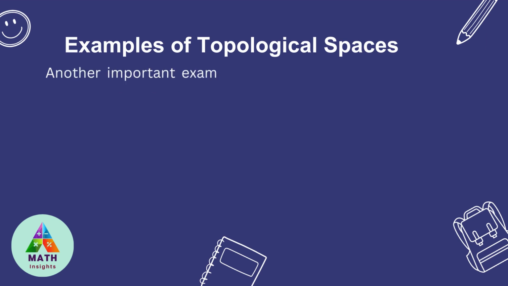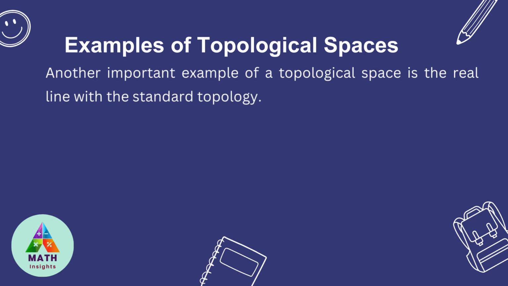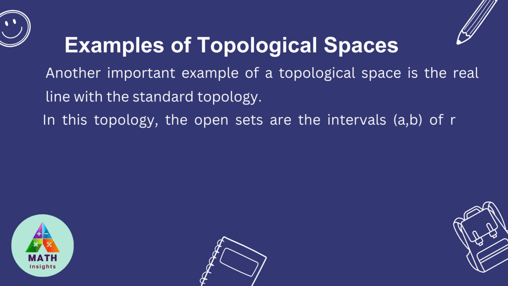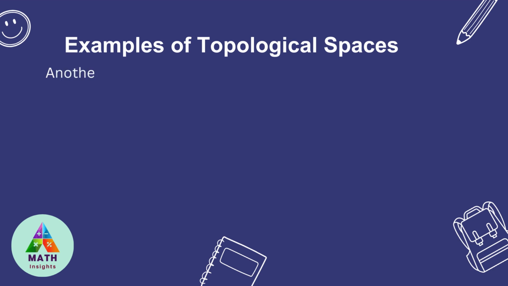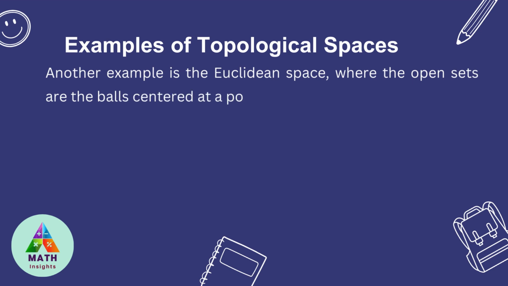Another important example of a topological space is the real line with the standard topology. In this topology, the open sets are the intervals of real numbers. Another example is the Euclidean space, where the open sets are the balls centered at a point.